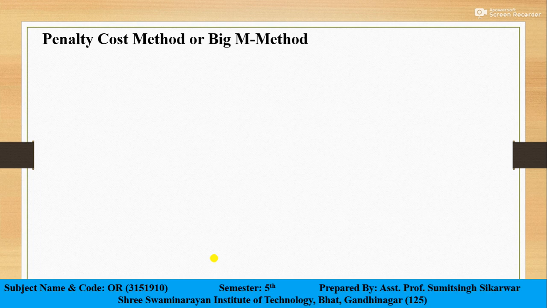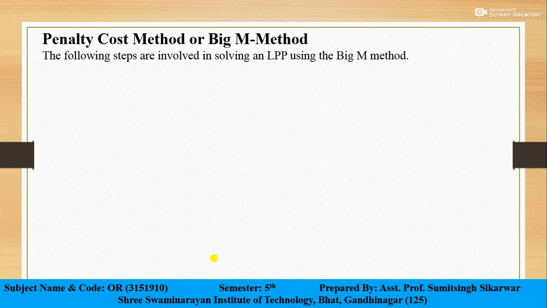penalty cost method or big M method. It is also named as the Charnes big M method. These are the steps involved in big M method. In step 1 we will express the problem in the standard form.